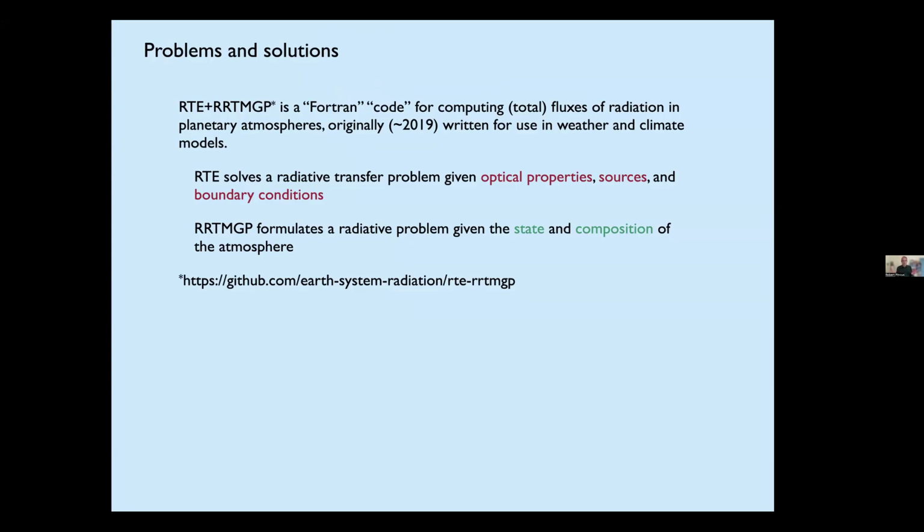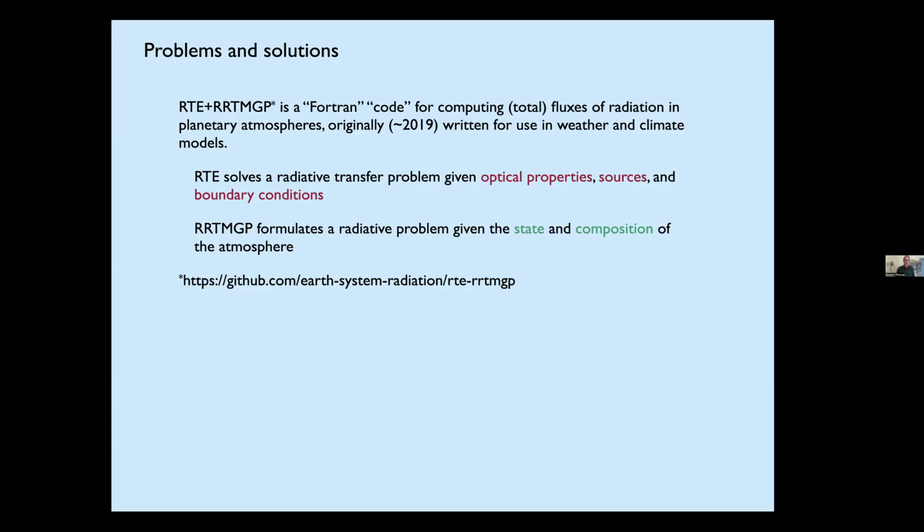That's a conglomeration, that name, and there's basically two pieces of the problem that you have to do. One of them is you are solving the radiative transfer problem. That means you're specifying it in terms of the optical properties: how opaque it is, what fraction it reflects, which direction the light goes. You have boundary conditions, you have the sources of radiation. And then there's this step where you start from something like temperature, pressure, and humidity, in the presence of clouds, and you turn that description into a radiative transfer problem. That's what RTMGP does.